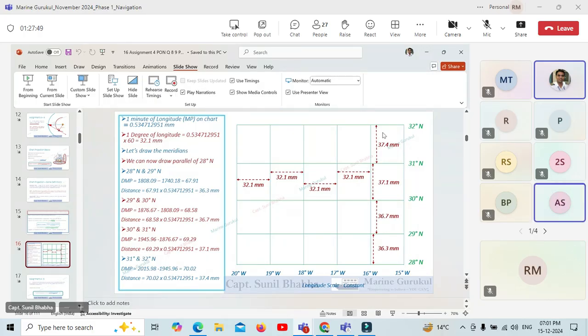So, if the reference latitude is not given in the question, we have to take the mean latitude of the given latitudes, right? Yeah, you can take the mean latitude of the limits given. Okay, great. So shall we close this out?